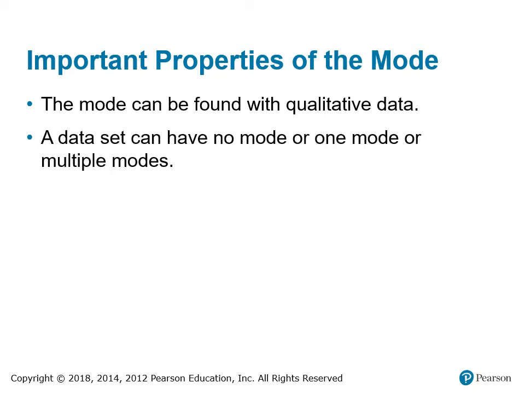Now, there's a couple of problems here. One is that you could have no mode. Maybe none of the data values are repeated any more than any of the rest. You could also have more than one mode. Maybe you have 2, 3, 4 modes. And we'll look at some examples of this.